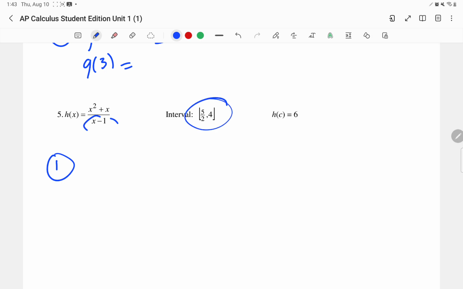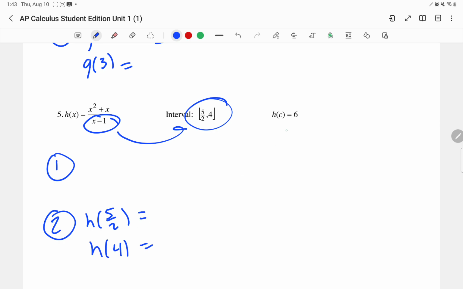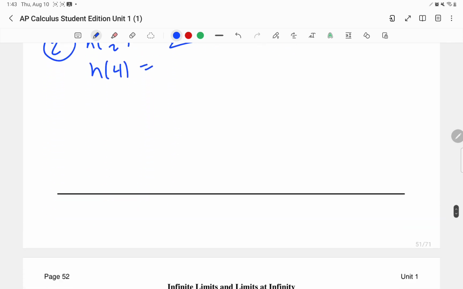Number 5, we're going to figure out where this interval is continuous. So you're going to set the denominator equal to 0, and you're going to check, is that in between there? If it is, you're going to say no, IVT doesn't work, it's not continuous. If it's not, you're going to move on. You're going to do h of 5/2. You can use your calculator, get a decimal, and then h of 4, and then figure out, is 6 in between there? And if it is, then you'll solve for it.